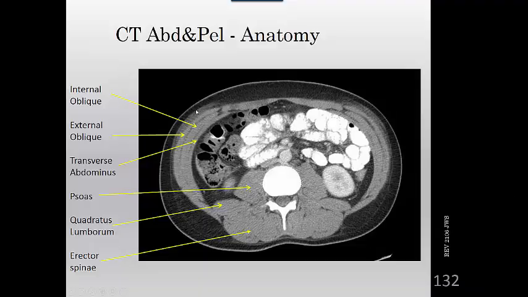These three muscles are important: the external oblique, internal oblique, and then the transverse abdominis is the most inner of these three muscles of the abdominal wall. Then here's the psoas muscle. This is the quadratus lumborum. It's always posterior to the psoas muscle, anterior to the erector spinae, which is the big one in the back muscle. And small bowel and the kidney.